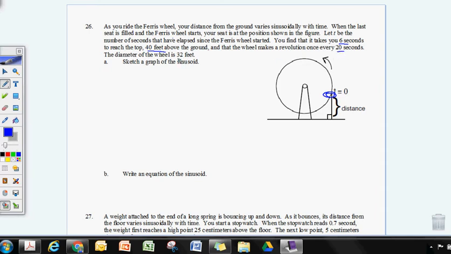We're going to use that. And the wheel's radius is 32 feet. Okay, so this is 32 feet. Up here at the top is 40 feet, so hopefully you can figure out that there's 8 feet down here.